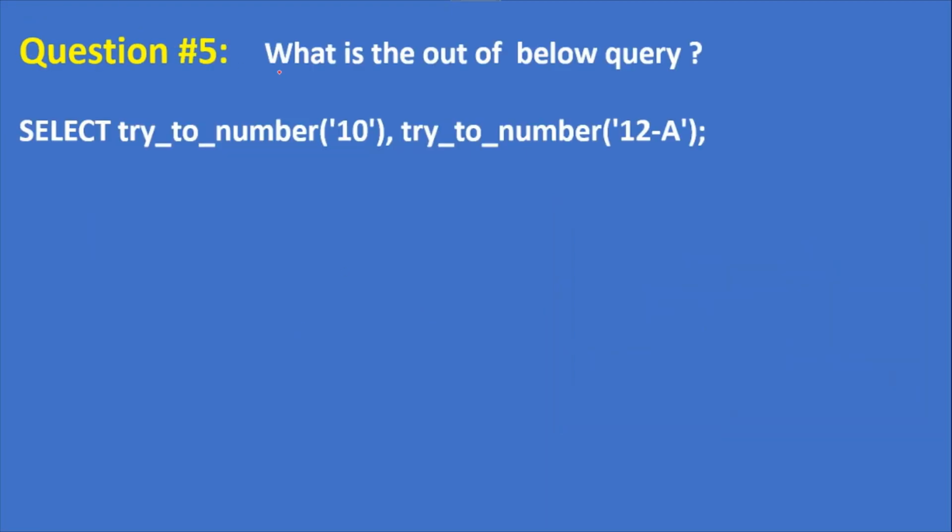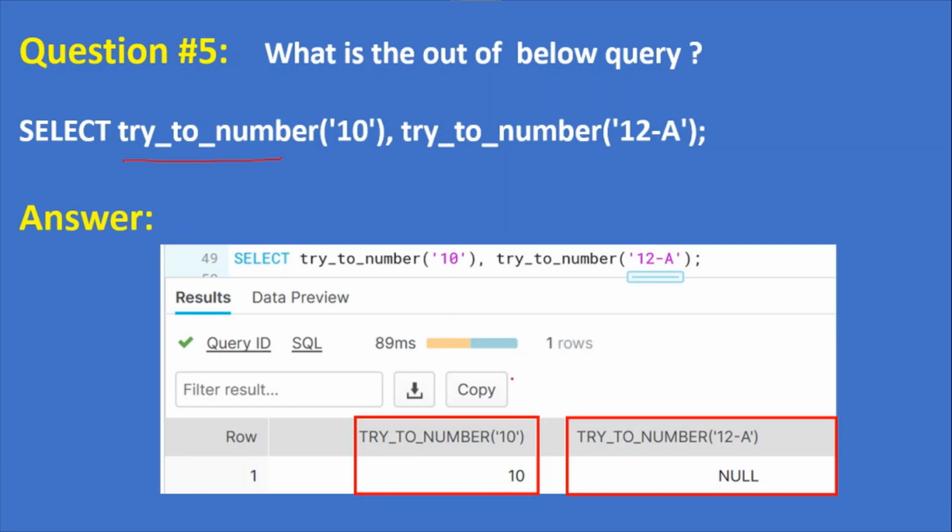Fifth question: what is the output of the below query? Select try_to_number('10'), and try_to_number('1-a'). Please note the single quotes. So what would be the output for this query? Answer is 10 and null.